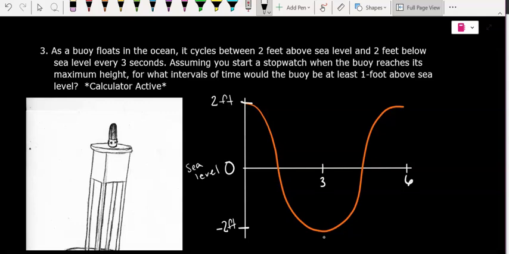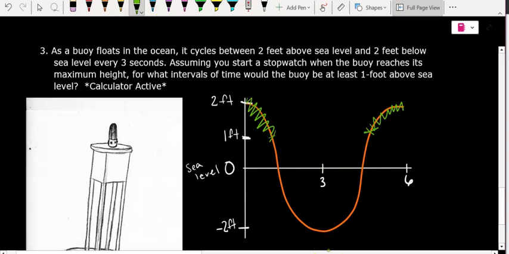Okay, now in order to solve this, what I'm trying to figure out is what intervals of time is the buoy going to be at least 1 foot above sea level. So what I'm solving for is this 1 foot right here. I want to know between this period and here, what I've got right here. That's what I'm trying to figure out.